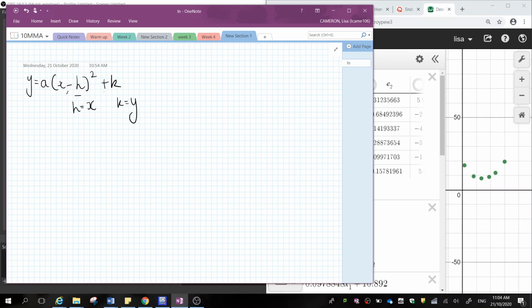Now, it is important that this part there is a negative. If you have a positive, then that means you're subtracting a negative h value. So if it's plus h, then it's actually negative h. So it's the opposite to whatever's in the bracket.